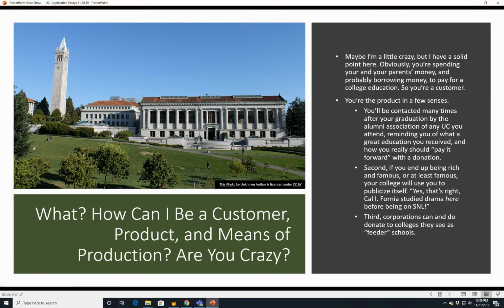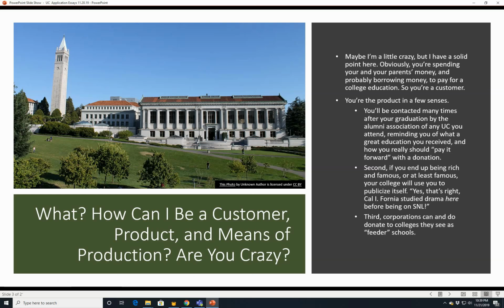You're also the product in a few senses. First, you'll be contacted many times after your graduation by the Alumni Association of any UC that you attend, reminding you of what a great education you received and how you should really pay it forward with a donation, since even if you paid the full tuition, the university spent a lot more of its resources on you than just what you paid in tuition, and so on.